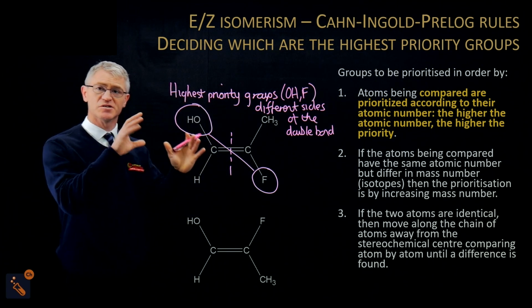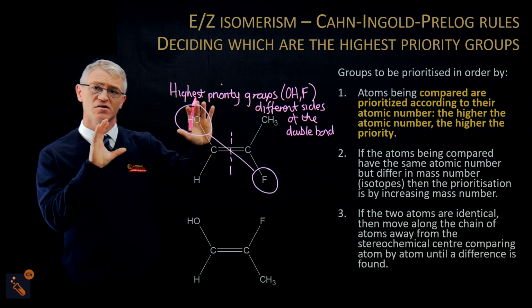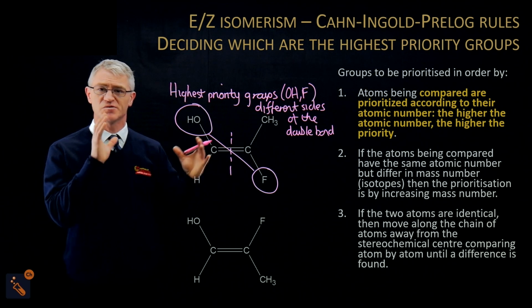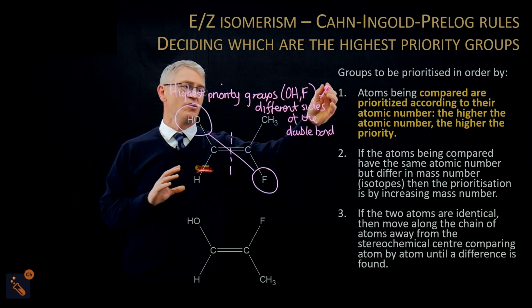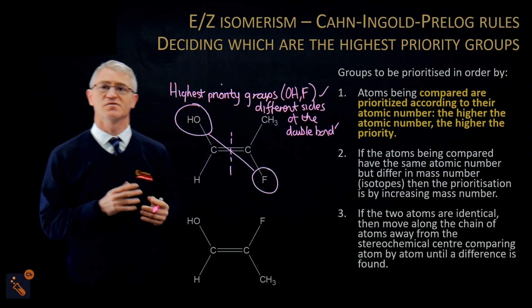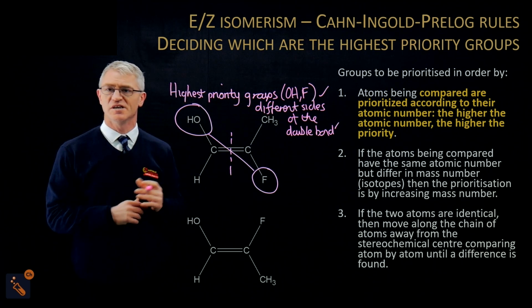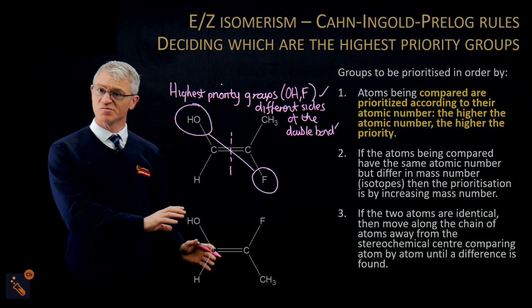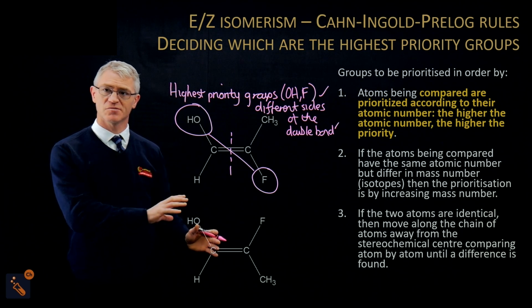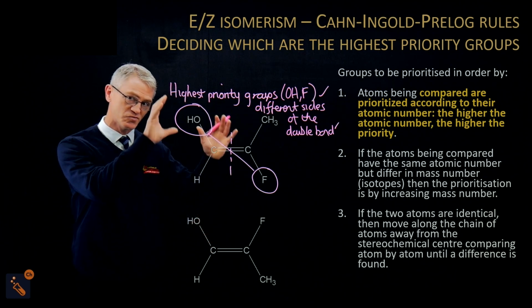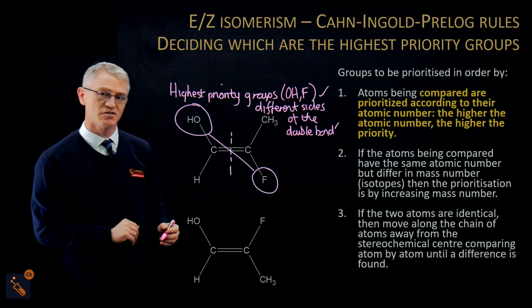Okay, so they've got highest priority groups, OH and F, on different sides of the double bond. So I get, and that's usually 1 and 2 marks, 1 for the different sides and 1 for labelling the highest priority groups. So try and do it with this one. Okay, again, stop the video, try and do it with this one and try and write out the right answer.